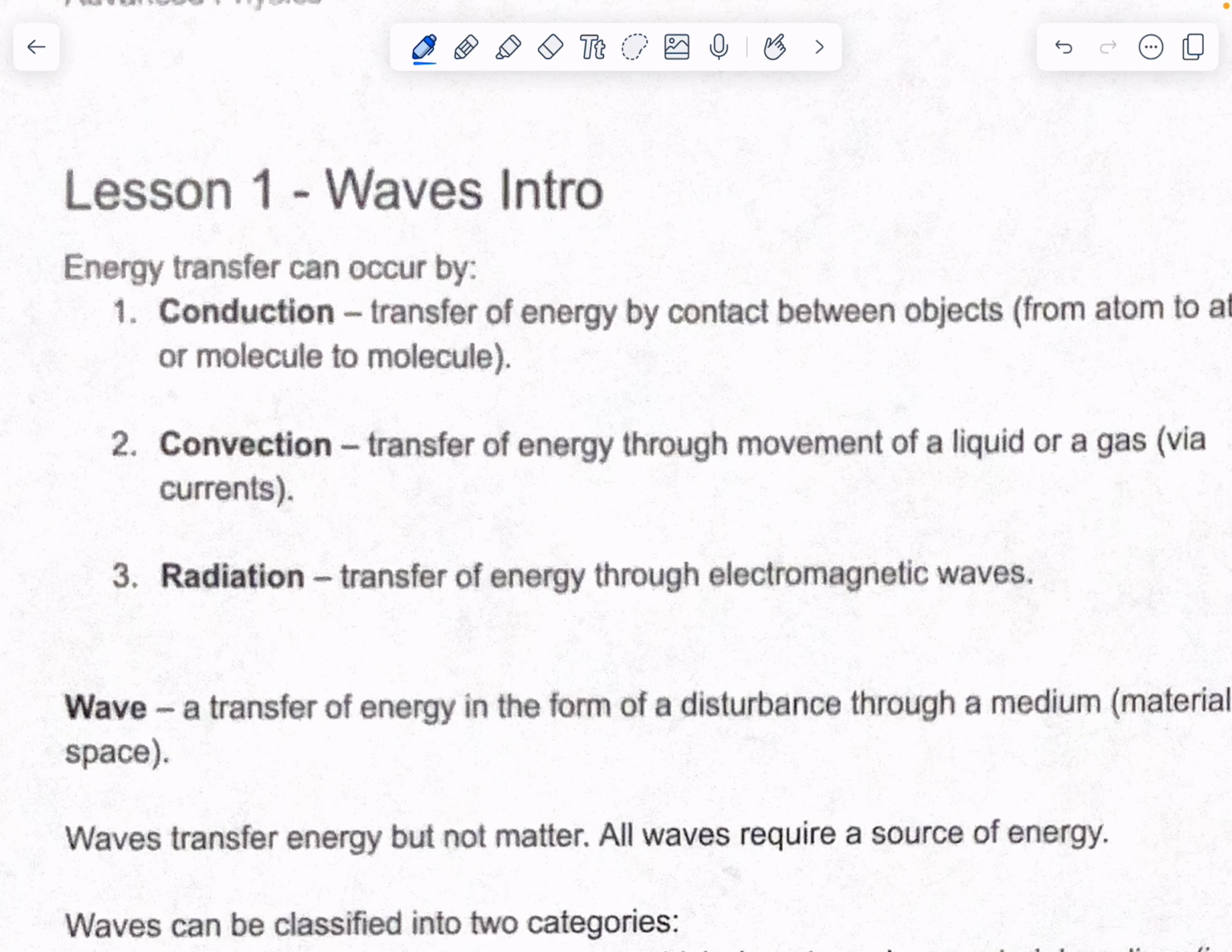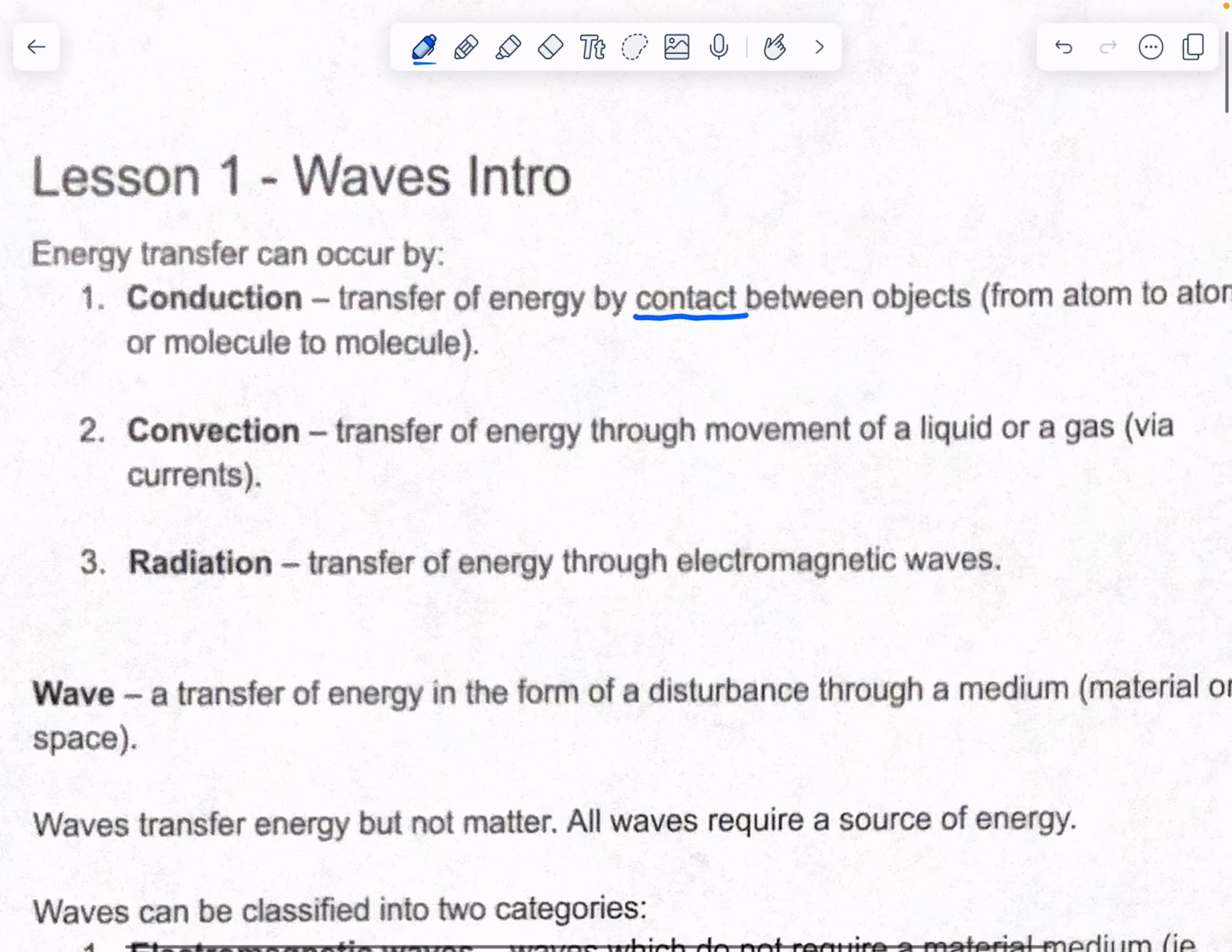First one is going to be conduction. That is the transfer of energy by contact. So the key thing there is contact between objects. What's happening is energy is going from atom to atom or molecule to molecule through that contact. Certain materials are better conductors, like metal versus wood.